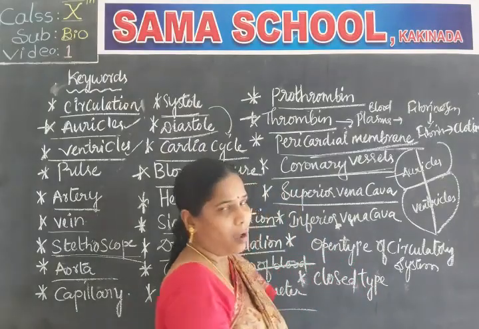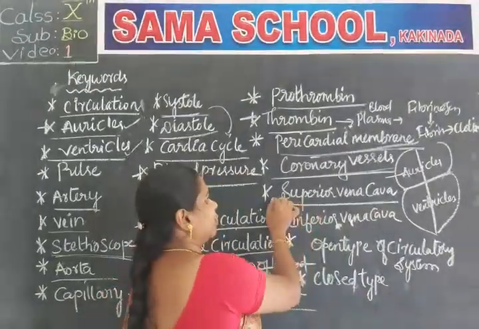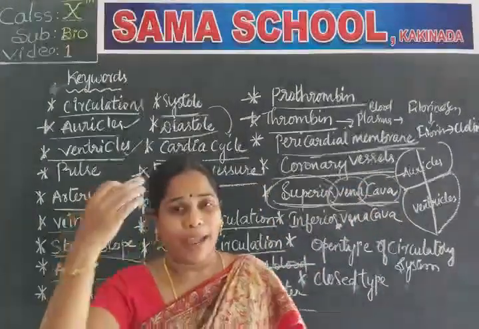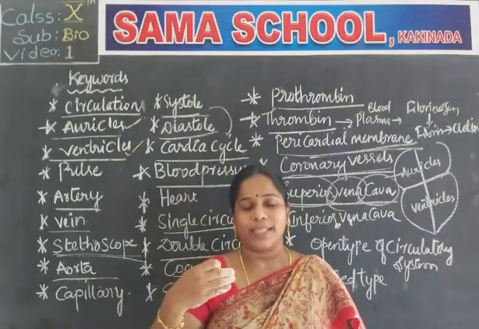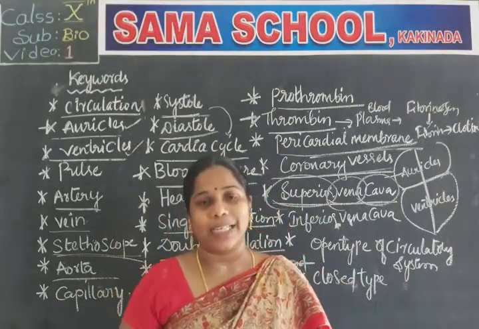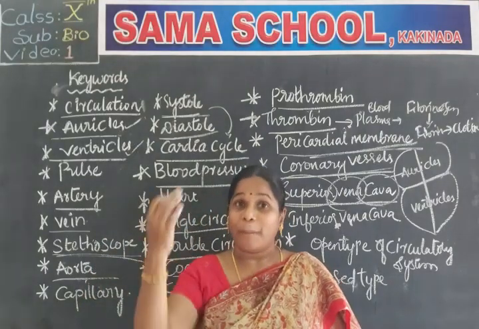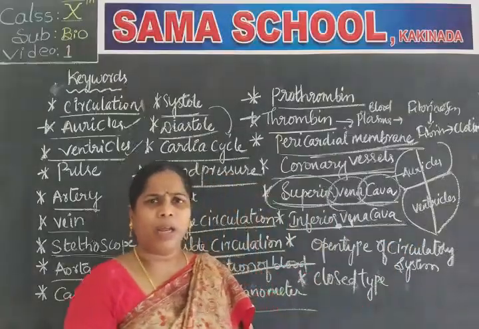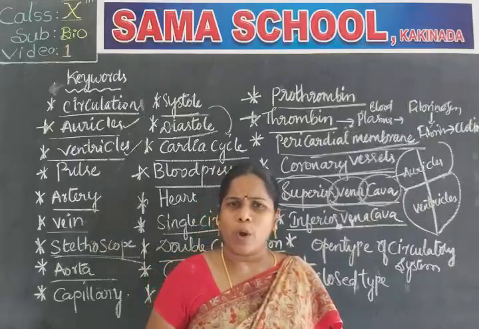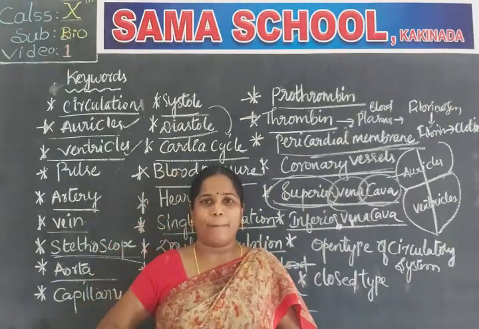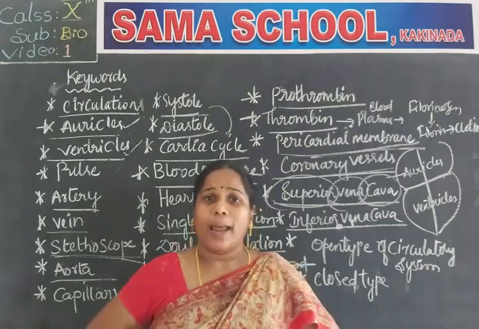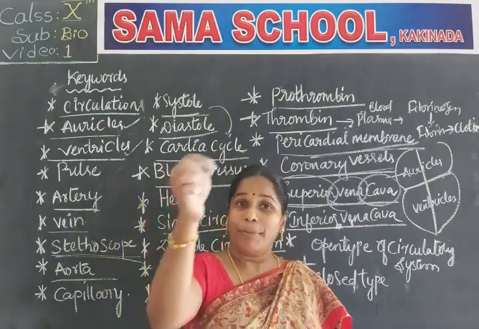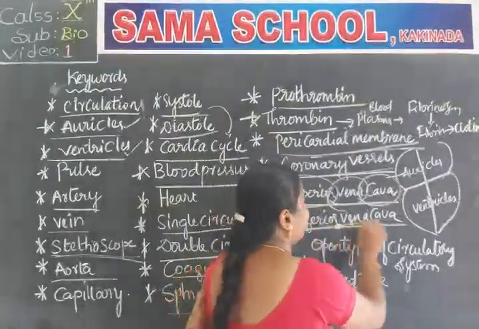Superior vena cava. Superior means upper, vena means vein, cava means large blood vessel. From the head, neck and upper part, the superior vena cava collects the deoxygenated blood and pumps it into the heart. Next, inferior vena cava. Inferior means down. We have learned superior means what? Up, the upper part, that is head, neck. Inferior means lower and abdominal part. The deoxygenated blood is carried into the heart through the inferior vena cava.